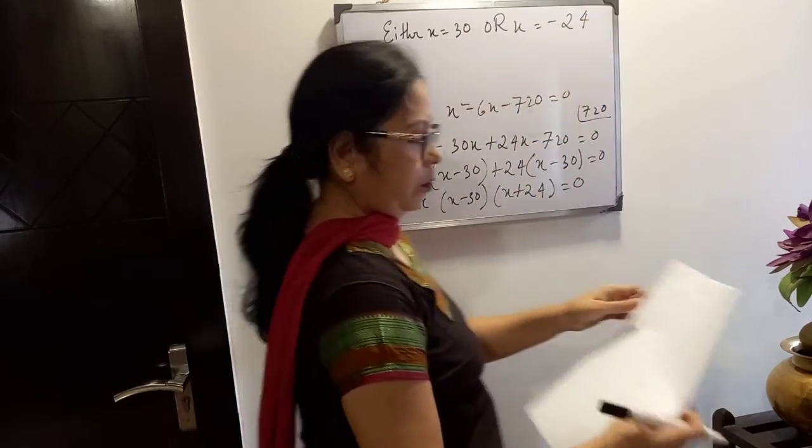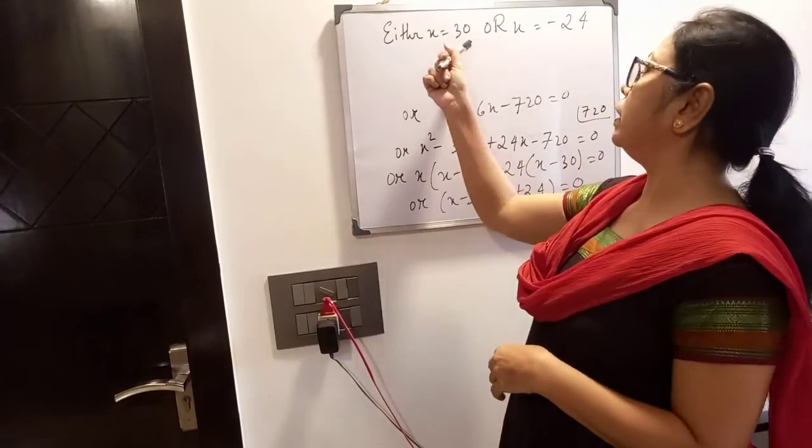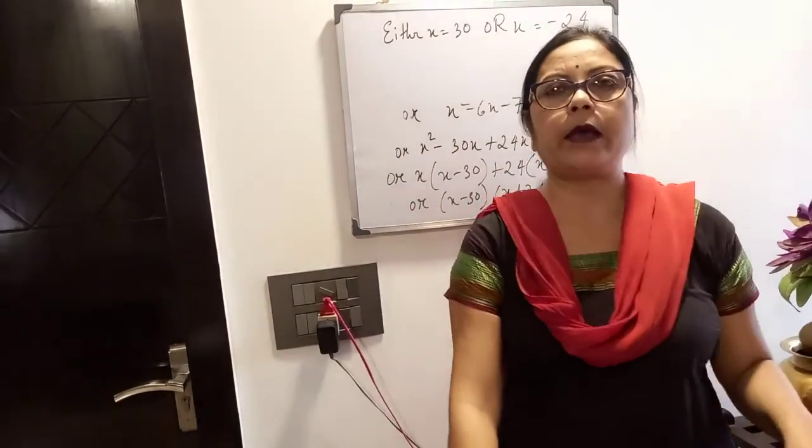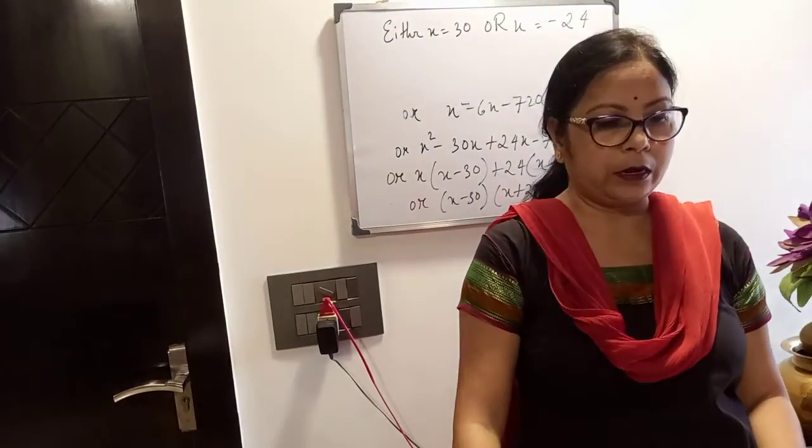After that you will write down, as price cannot be negative, therefore you will consider x equal to 30. So initially price of 1 dozen pen was rupees 30.